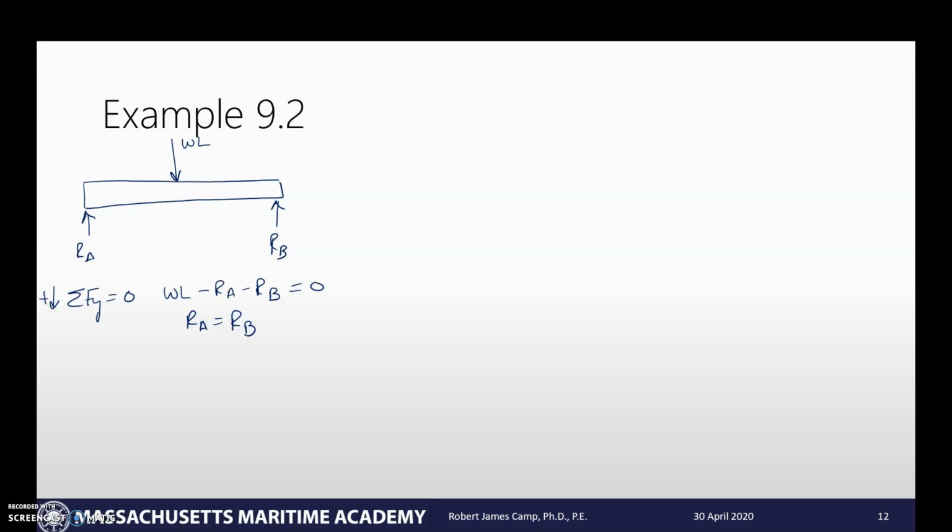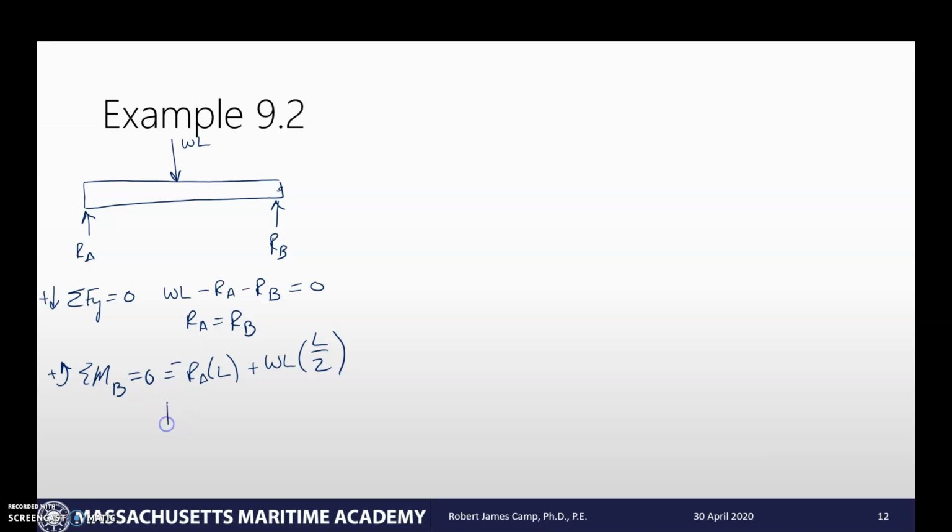So now we'll do the sum of the moments about an end. We'll sum them around point B, counterclockwise, that has to equal 0. And so what we have is RA times L, that's the entire length to there, and that's going to be going in a clockwise direction, so that's minus, plus WL times, well, this distance is L over 2. And all of that has to equal 0.